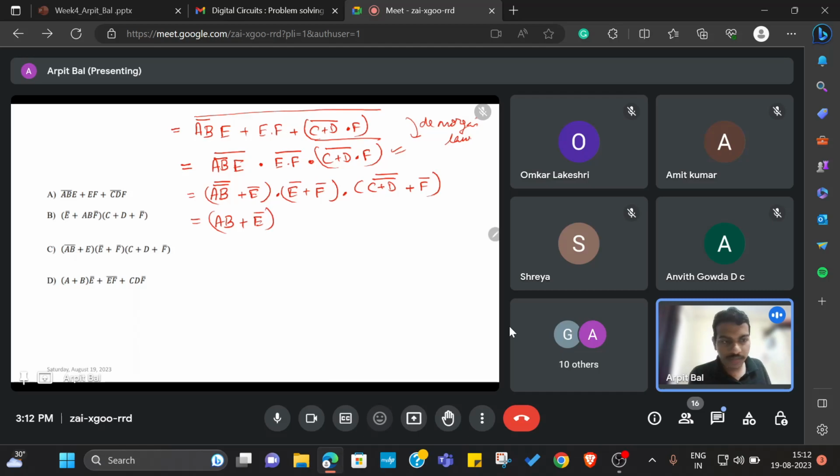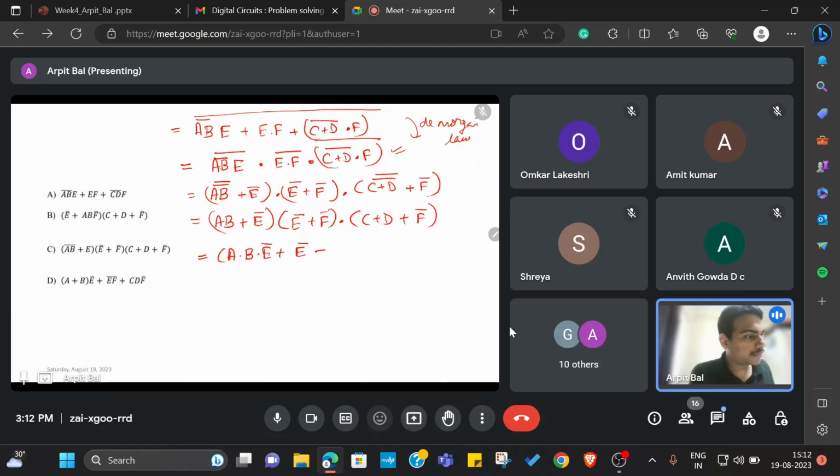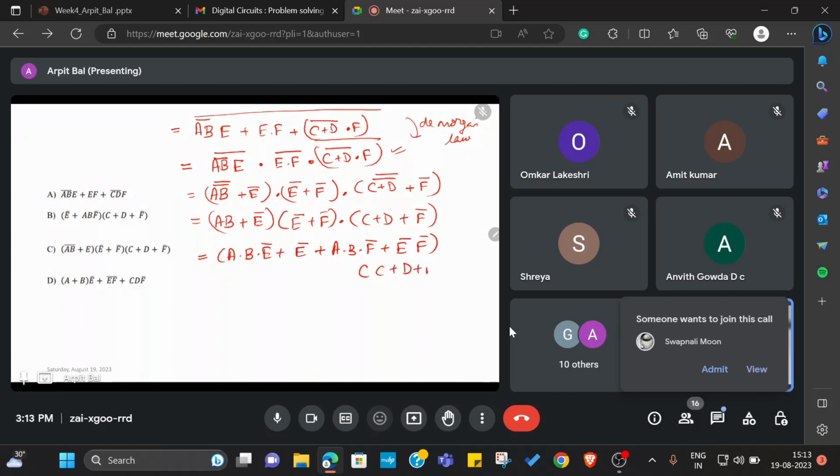Someone gave an answer. Let's see if that answer is correct. Plus E bar plus F bar·(C plus D) plus F bar is equal to... there is another answer: A·B·E bar plus E bar plus A·B·F bar plus E bar F bar into (C plus D) plus F bar.